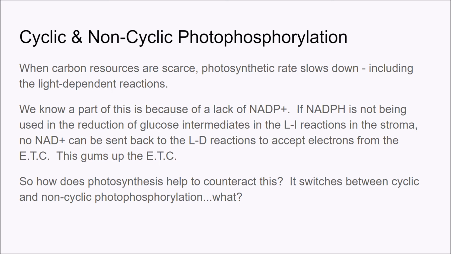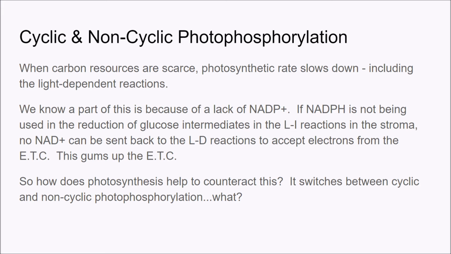Let's talk about cyclic and non-cyclic photophosphorylation. And you're like, what? Okay, photophosphorylation shouldn't be a problem anymore. We know that breaking it down, it just means that we use light in order to phosphorylate, or add a new phosphate group onto ADP to make ATP. That's all it means. But what the heck do we mean by cyclic and non-cyclic?